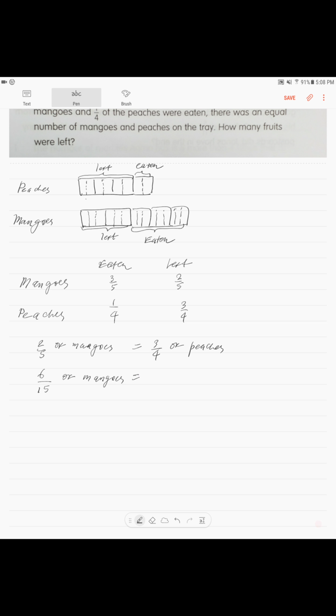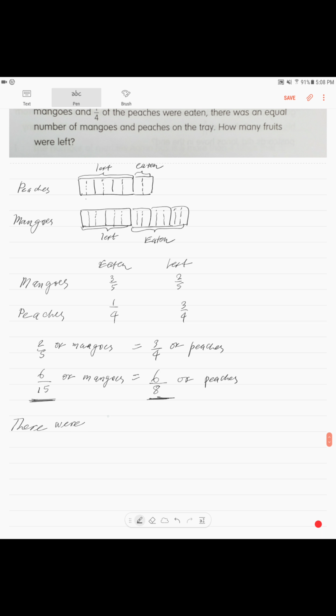Now we need to change this fraction to 6. 3/4 is the same thing as 6/8 of peaches. Now we're working with the same numerator. 6 units, 6 units there, 6 units there. And after that we can clearly see what was before. And let's write it down.